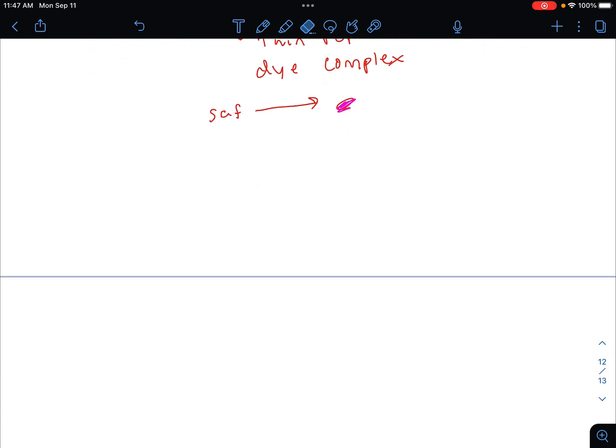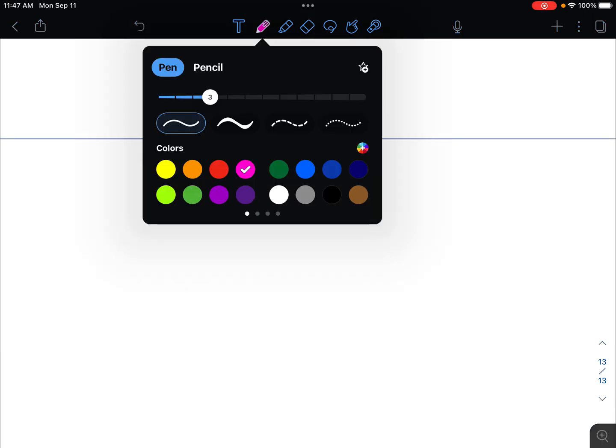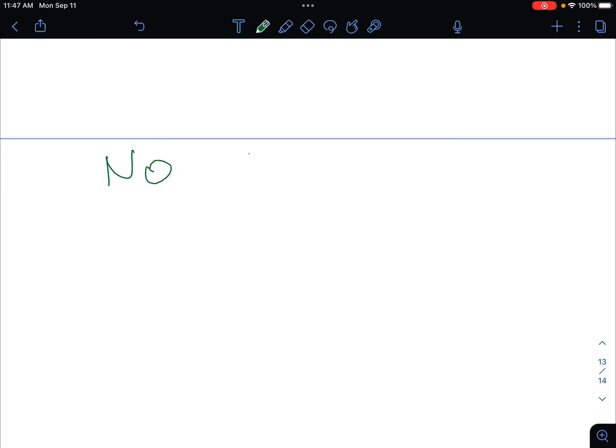Alright, let's talk about bacteria without a cell wall. Yes, these do exist. It's very surprising. This was new info for me, but still interesting nonetheless.